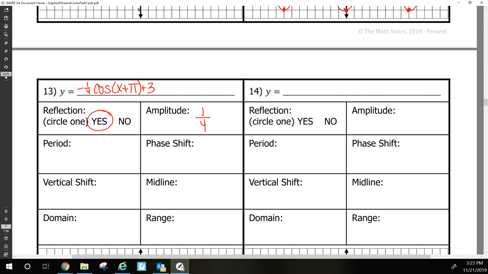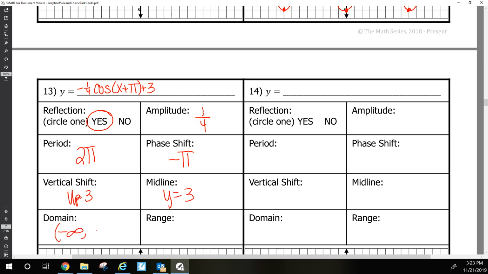That's 1/4 above and below the midline. Nothing in front of x, so period is not changed. It's going to be 2 pi. We do have a phase shift. It says to the right pi, but instead we're going to go to the left pi. And we have a vertical shift up 3, which means our midline is going to be at y equals 3.